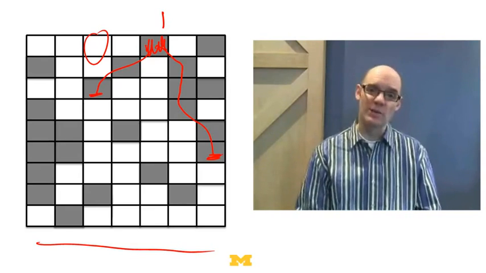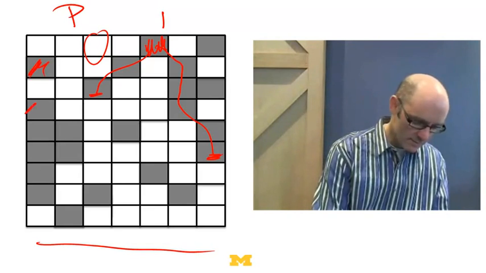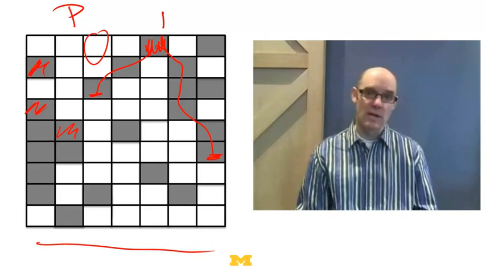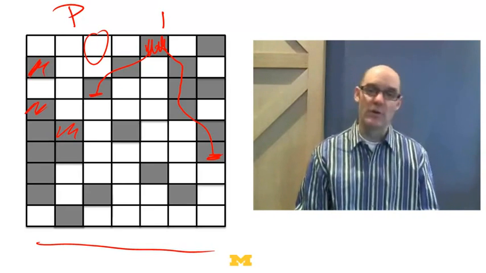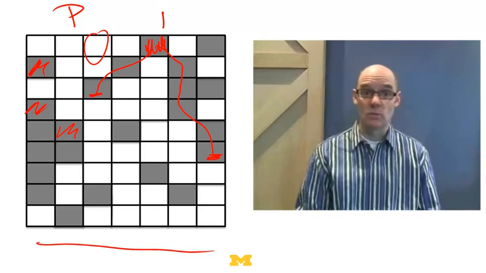He asks the following question. Let P equal the probability that I fill in a square. So for each square I flip a coin, and if P's a half, then half the time I fill in a square, half the time I don't. If it's a third, a third of the time I fill in a square, and 2/3 of the time I don't. And then we ask, does it percolate? It's a really simple question.